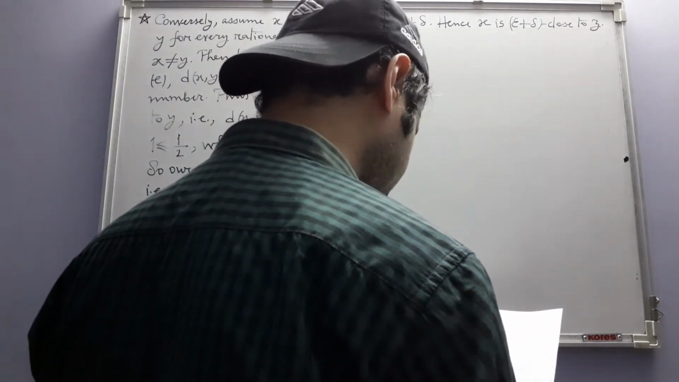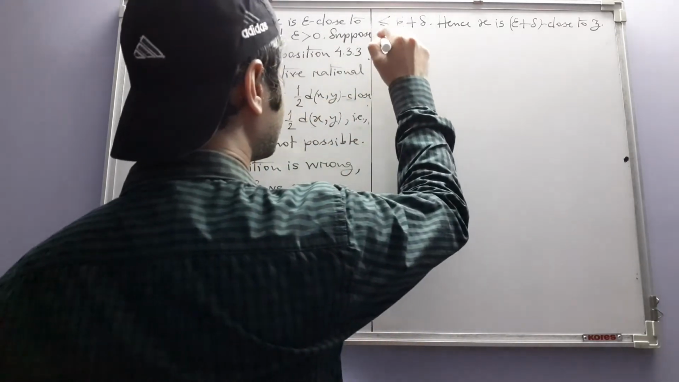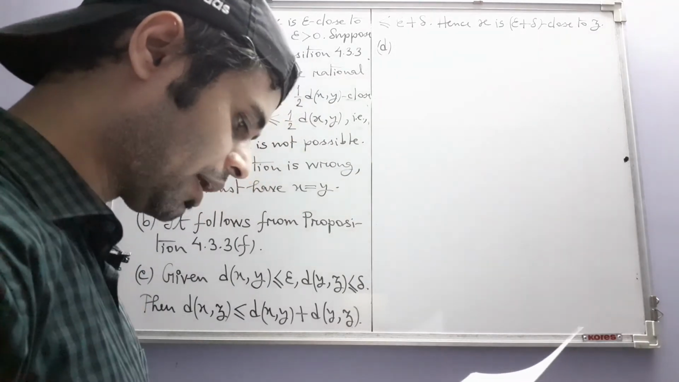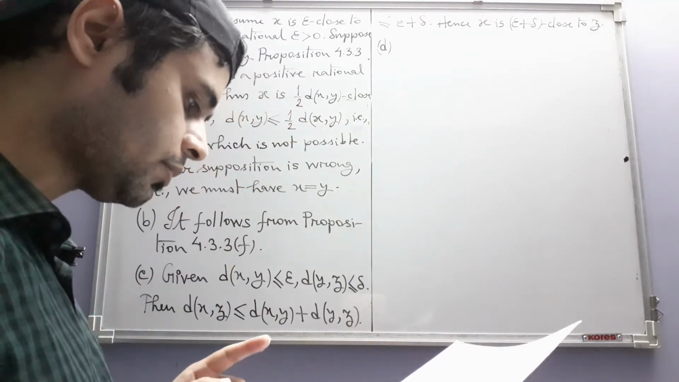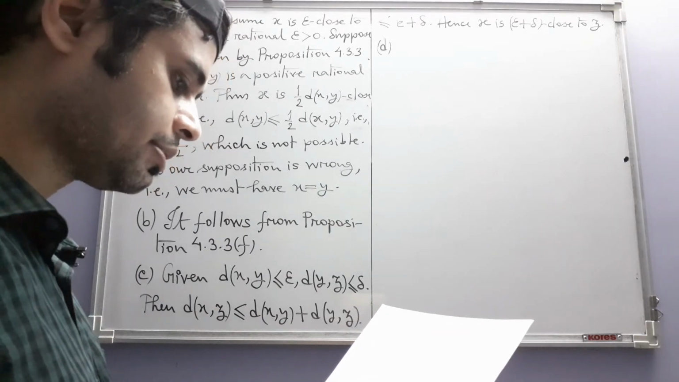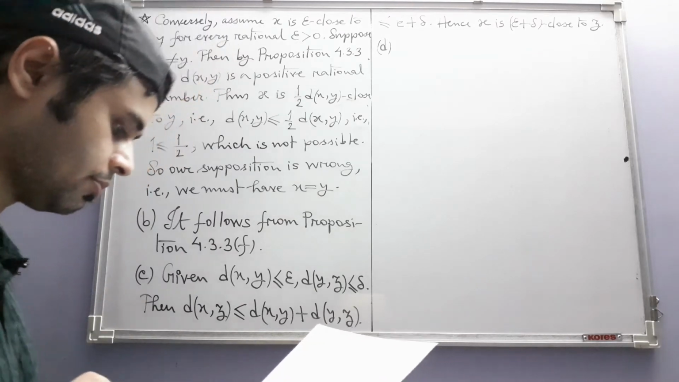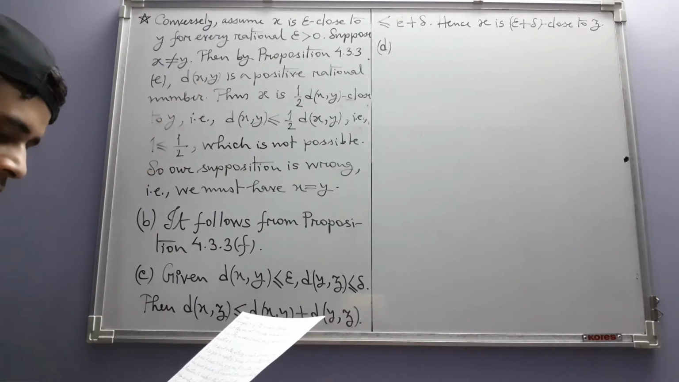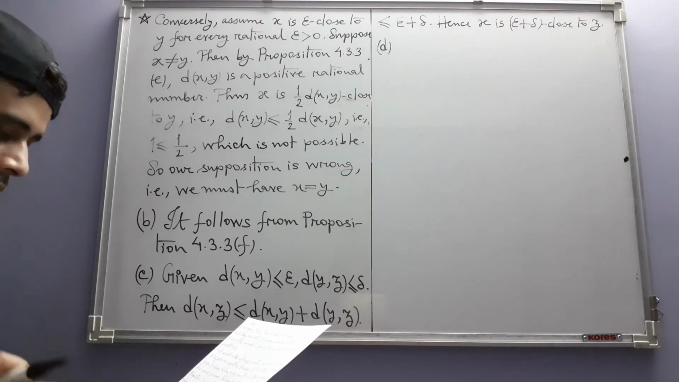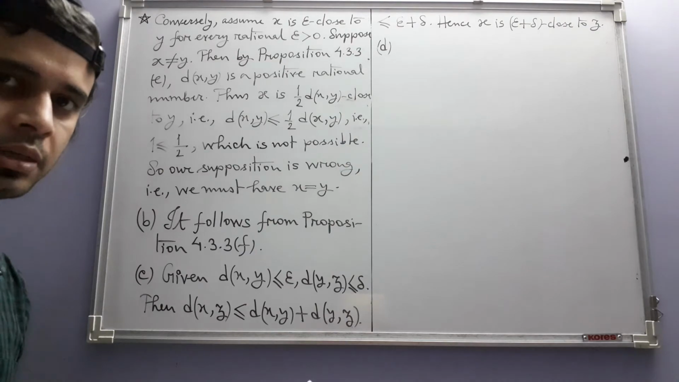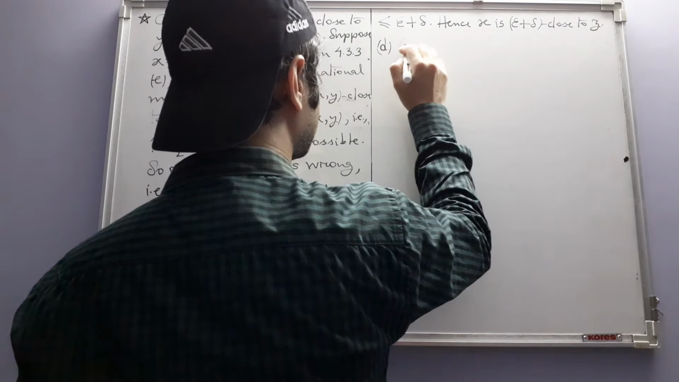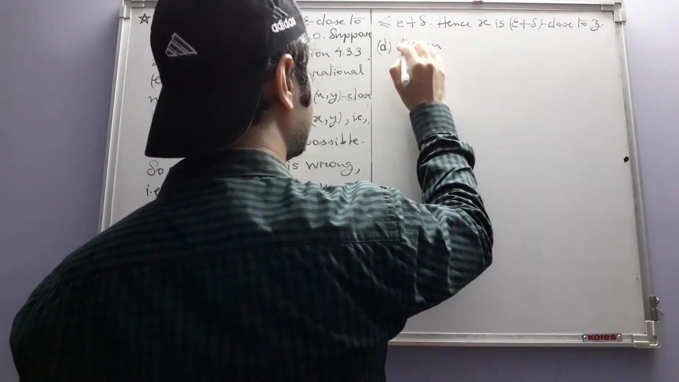Then part D. In part D, what are we given? We are given four things. x and y are epsilon close and z and w are delta close. Then we have to prove that x plus z and y plus w are epsilon plus delta close, and x minus z and y minus w are also epsilon plus delta close. So in this case, we are given this.